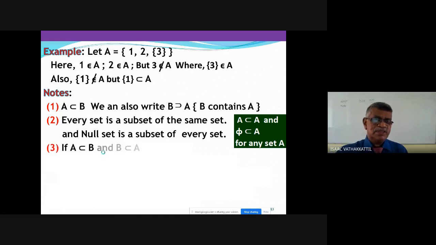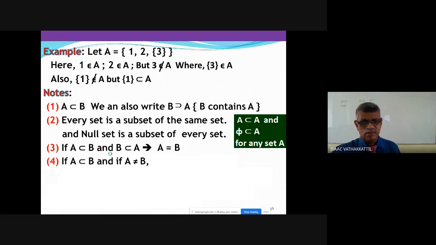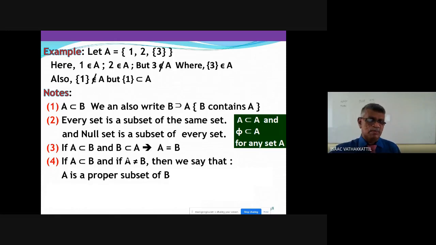Now, if A subset B and B subset A, this happens only if A is equal to B. A subset B and B subset A will very much imply A is equal to B. Suppose A is subset B and A is not equal to B, then we say A is a proper subset of B. B has more elements than A, then only we say A is a proper subset of B.